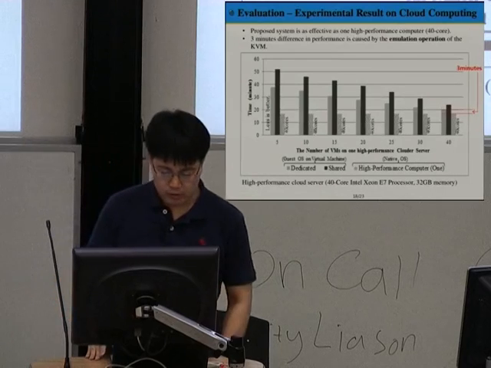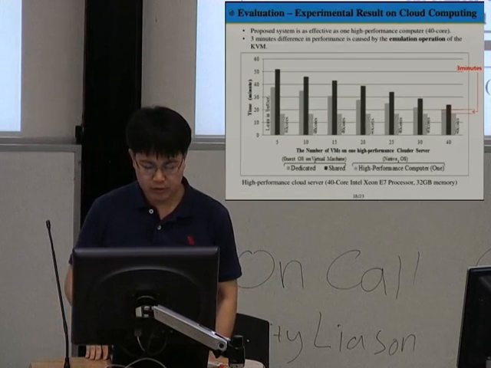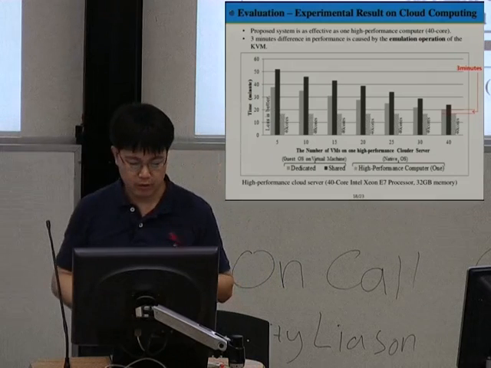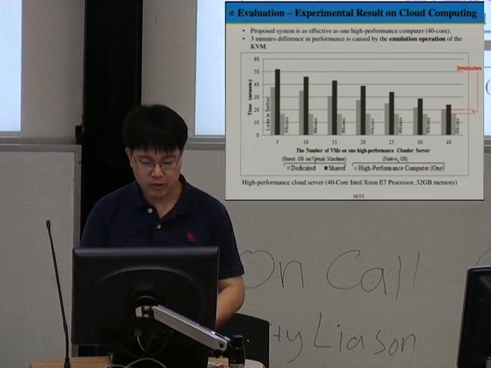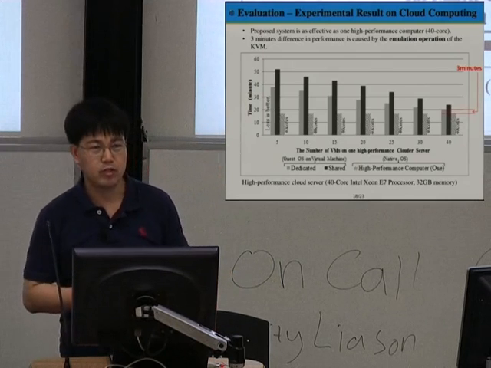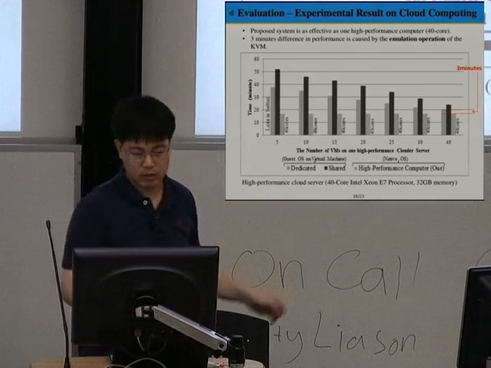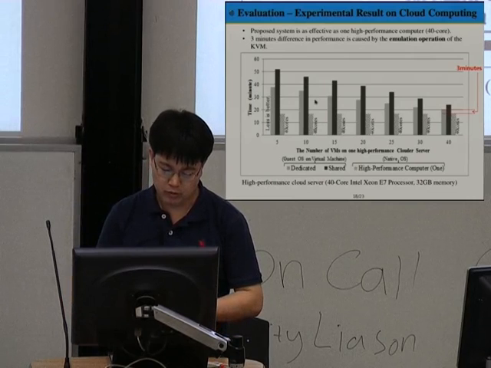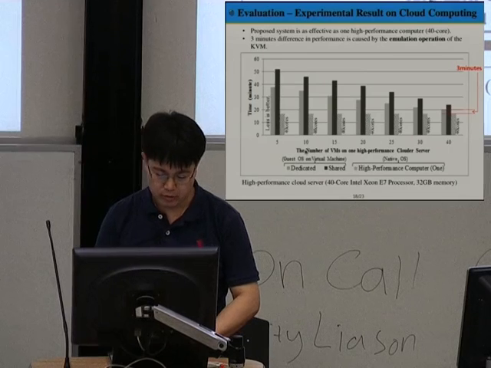And we also evaluated the effectiveness of our proposed system in a cloud computing related environment. So the proposed system is as effective as one high-performance computer, including the 40 cores. As you can see, this picture shows the good result of our proposed system. Less is better in this picture.